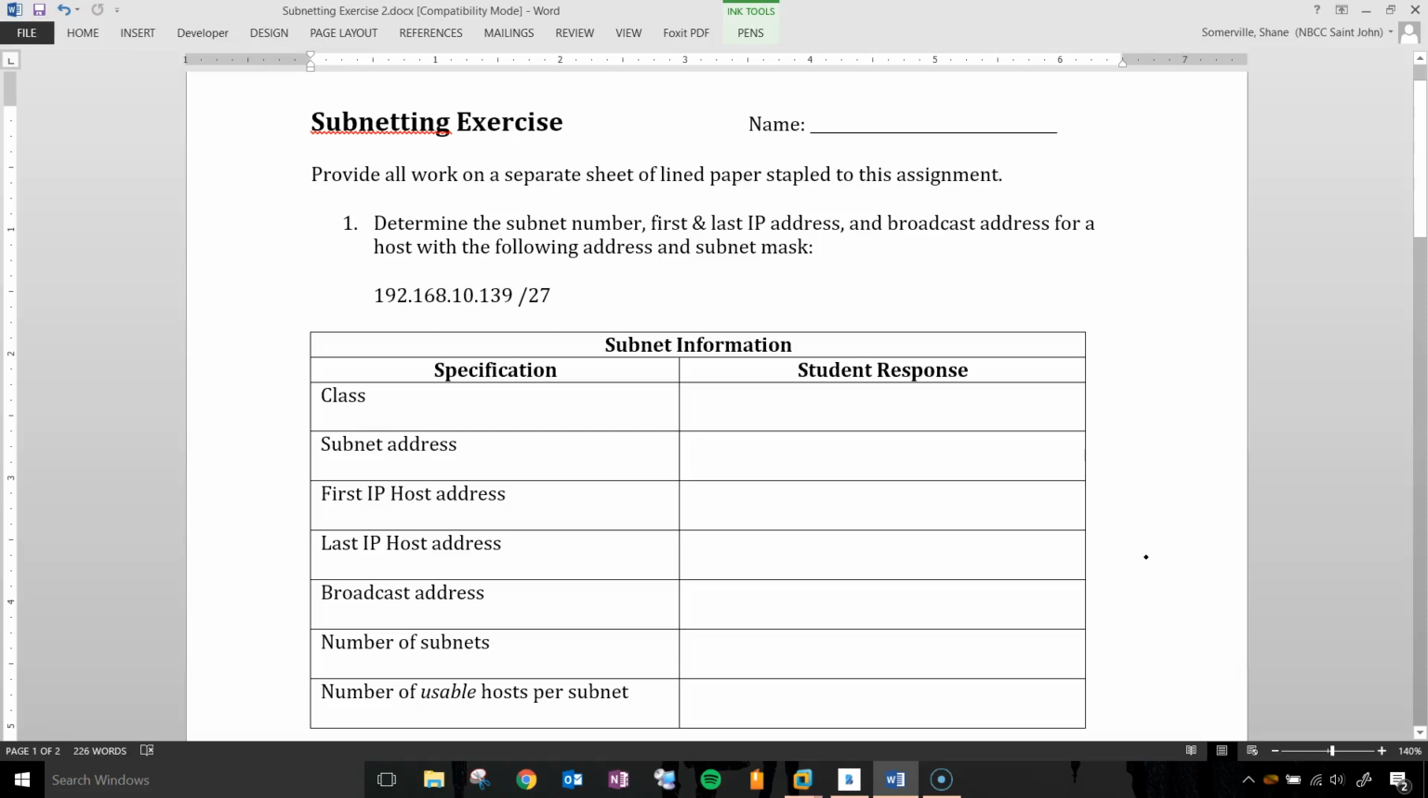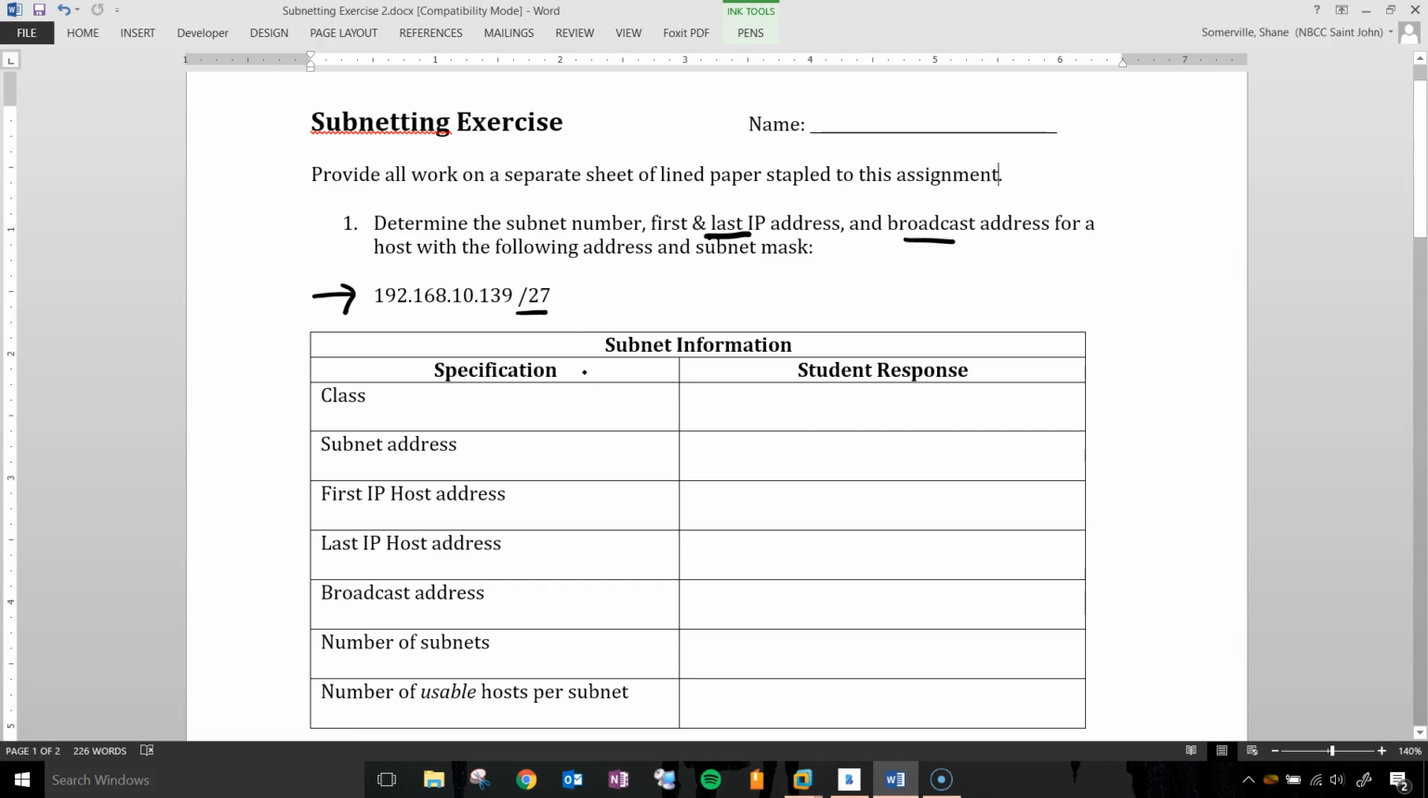John. Thought I'd run through the answers for one of these subnetting exercises that I posted on Brightspace. The first question was: determine the subnet number, the first and the last IP address, and the broadcast address for a host with the following address and subnet mask. So this is a host address. Okay, it's not a subnet address, it is a host within a network, and the mask is a /27.